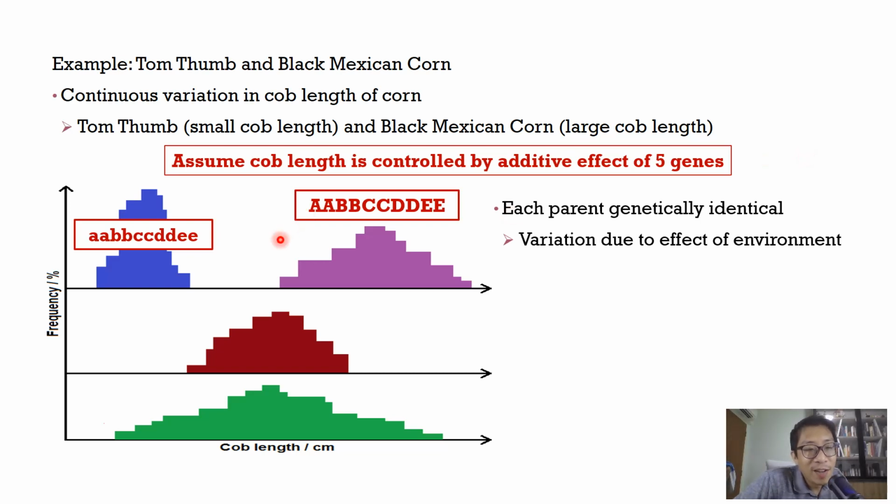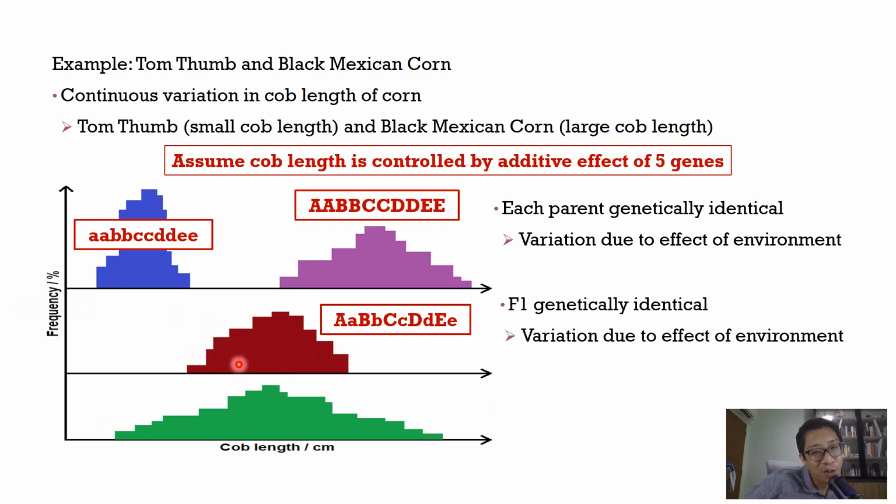So the F1 is a cross between the 2 varieties, right? So the F1 would be heterozygous for all 5 genes. So again, genetically the same, but there is a range in the phenotype of cork length. So again, the variation must be due to the environment.